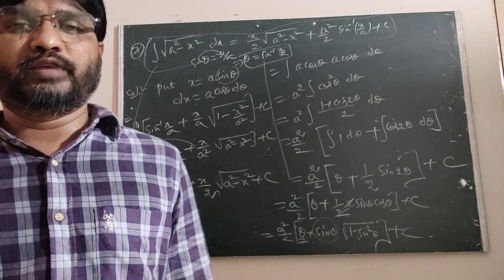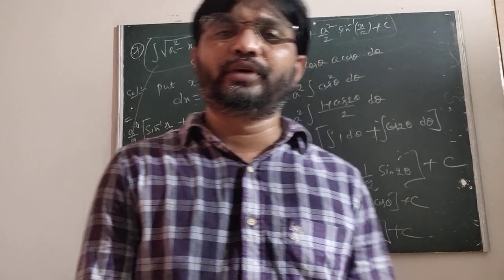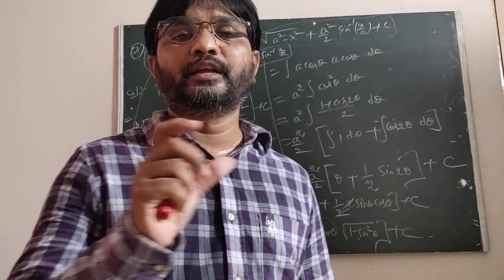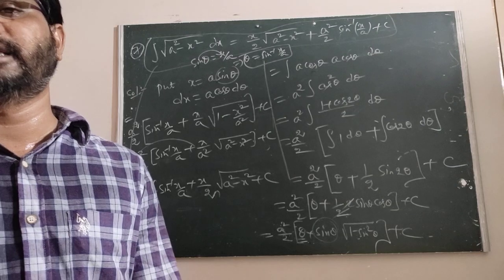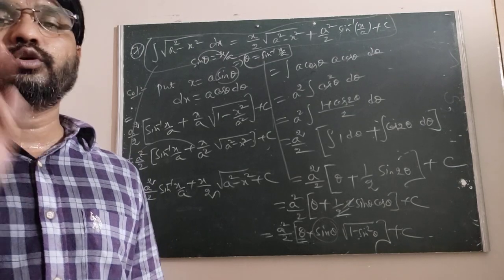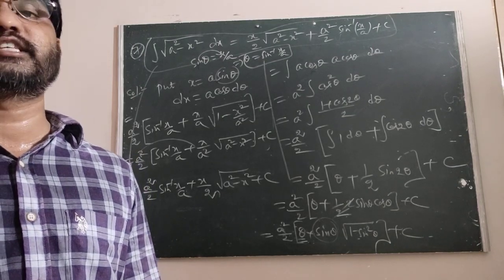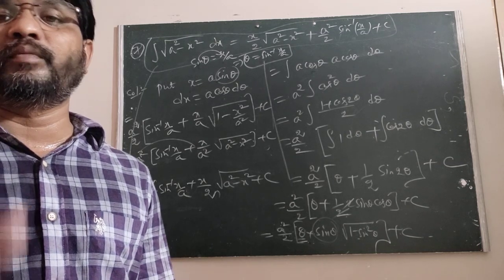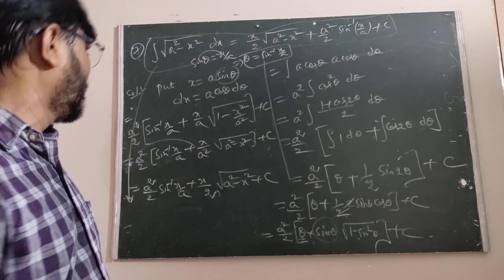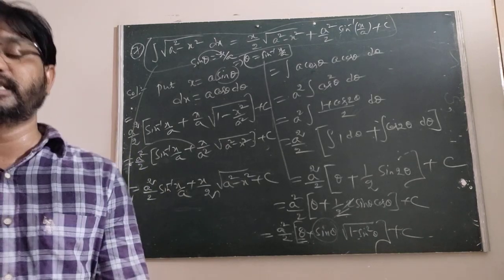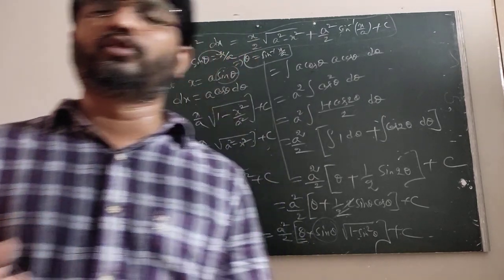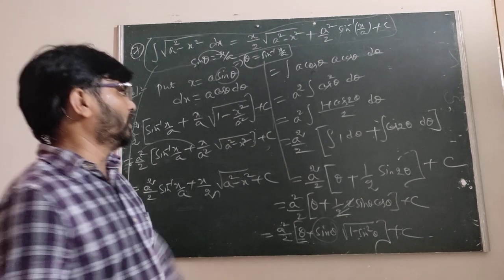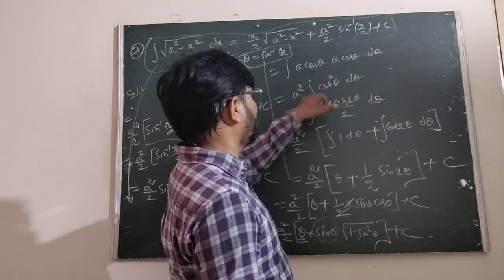How to evaluate? First of all, we take x equal to a sin theta. After that, the derivative of x is dx, and the derivative of a sin theta is a cos theta d theta. These are substituted in root over a square minus x square. X square is a square sin square theta, and dx is a cos theta d theta. Now we take the common a square: 1 minus sin square theta is cos square theta. Therefore, a root of a square cos square theta times a cos theta; square and root cancel, and we get a cos theta. That is a square cos square theta.